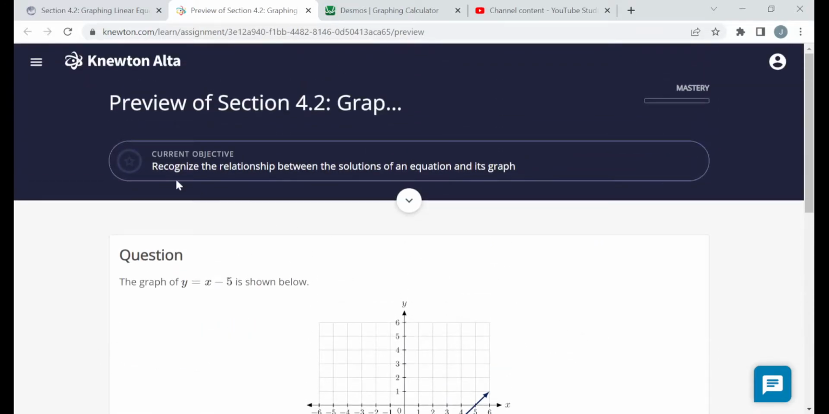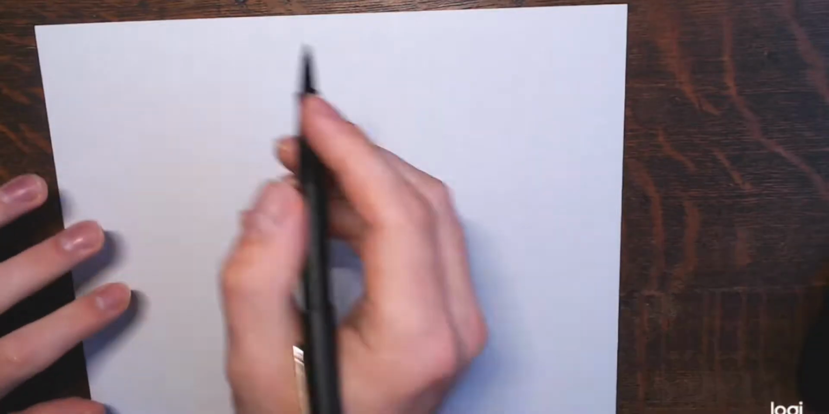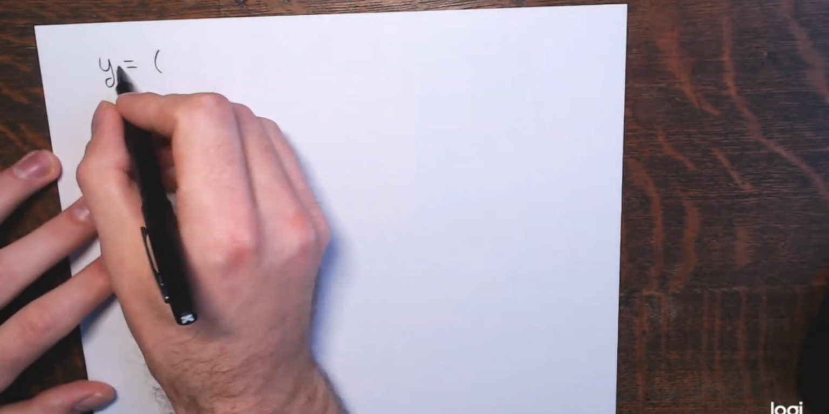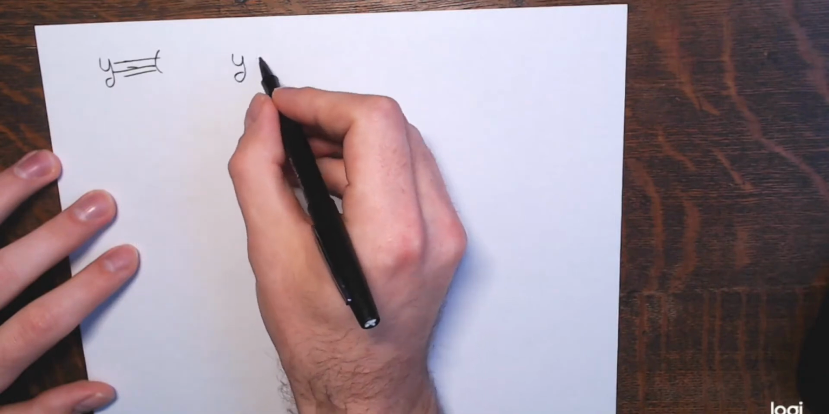Alright, so the first objective I'm seeing is recognize the relationship between the solutions of an equation and its graph. Now we're going to be just working with, at this moment, linear equations with x's and y's in them, x to the first power, y to the first power, linear equations in 2 variables only. So I'll write this equation up. We're given the equation y equals x minus 5.